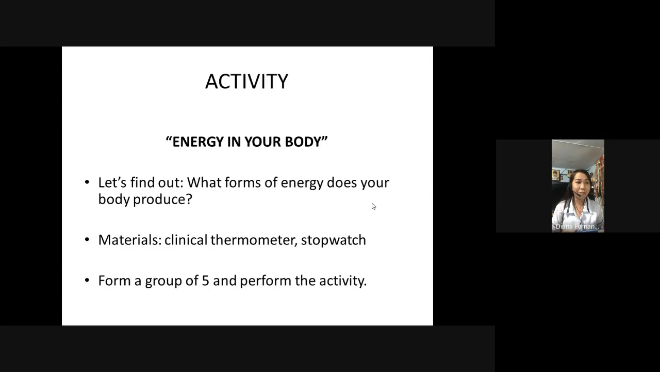Okay, so what is to find out? What forms of energy does your body produce? And what are the materials? We have a clinical thermometer and a stopwatch. And you are going to form a group of five and perform this activity. Okay? Is that clear, class? Clear. Yes, all right, ma'am. If that is clear, can you please raise your hands? Let me see. Okay. Great.